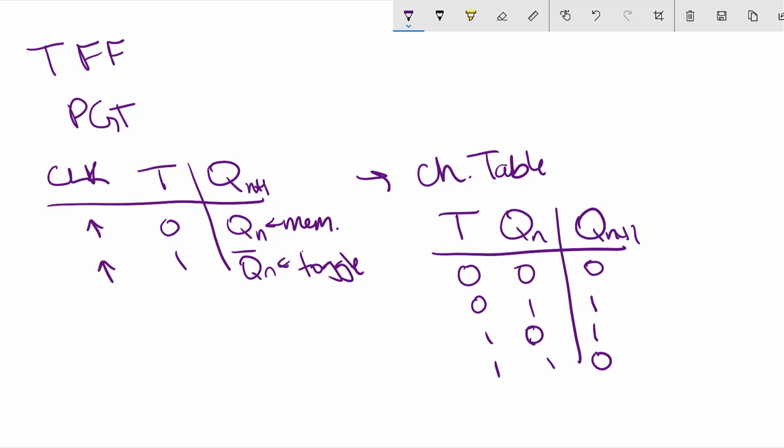So now we're going to use these tables for both the T and the D flip-flop to draw our stuff. So I'm going to erase everything again. I'm going to rewrite the characteristic table for T.